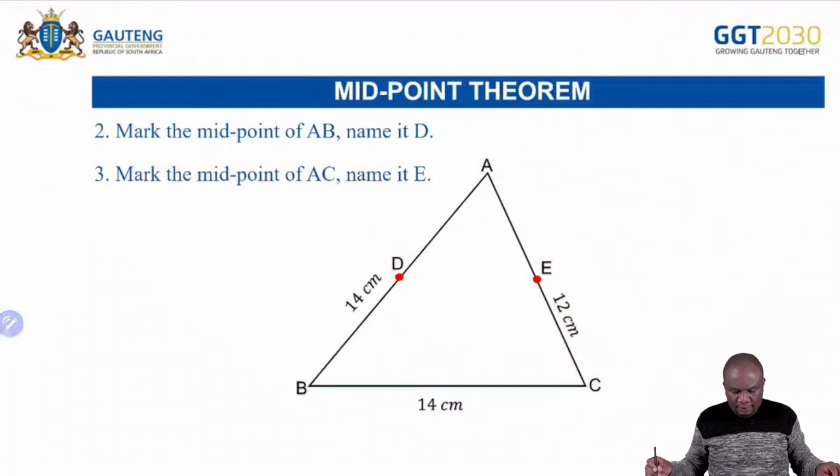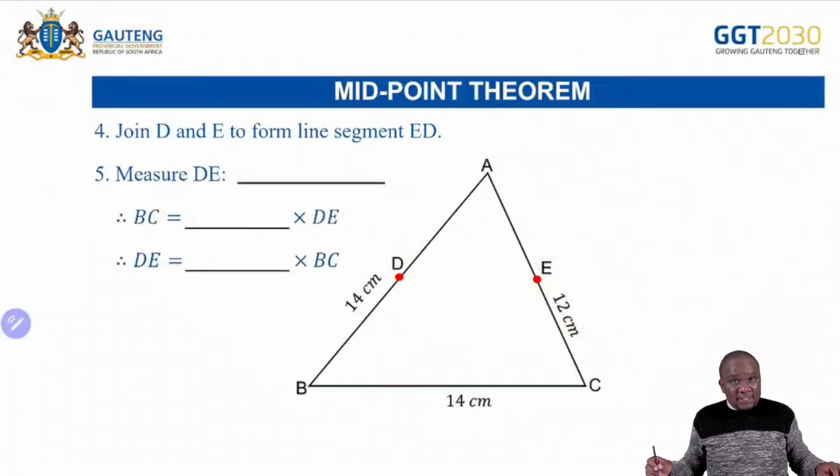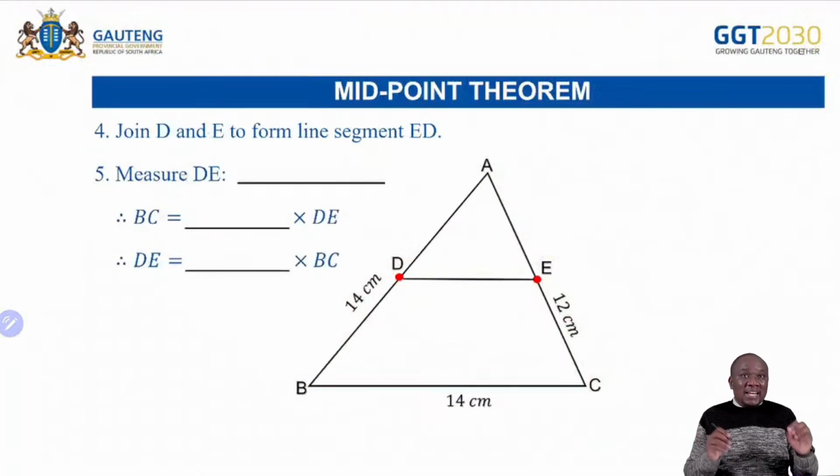You just write. Right, now let's join our midpoints to have our line segment DE. Right, now we have our line segment. We're investigating a line segment joining the midpoints of two sides of a triangle. Our line segment that we're referring to in this case is DE, line segment DE.